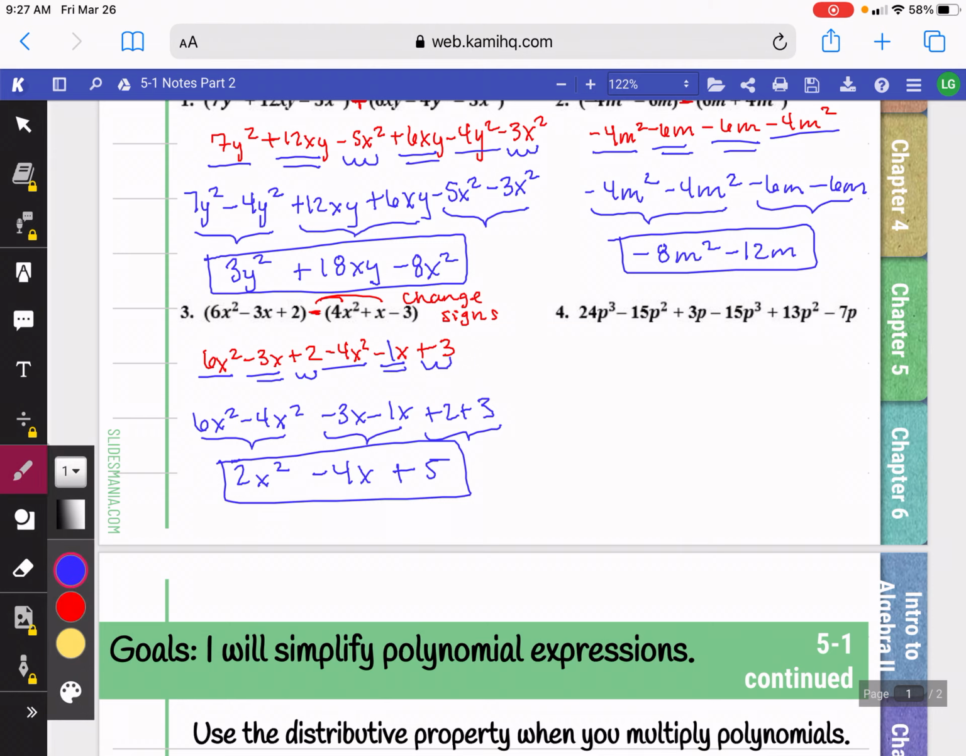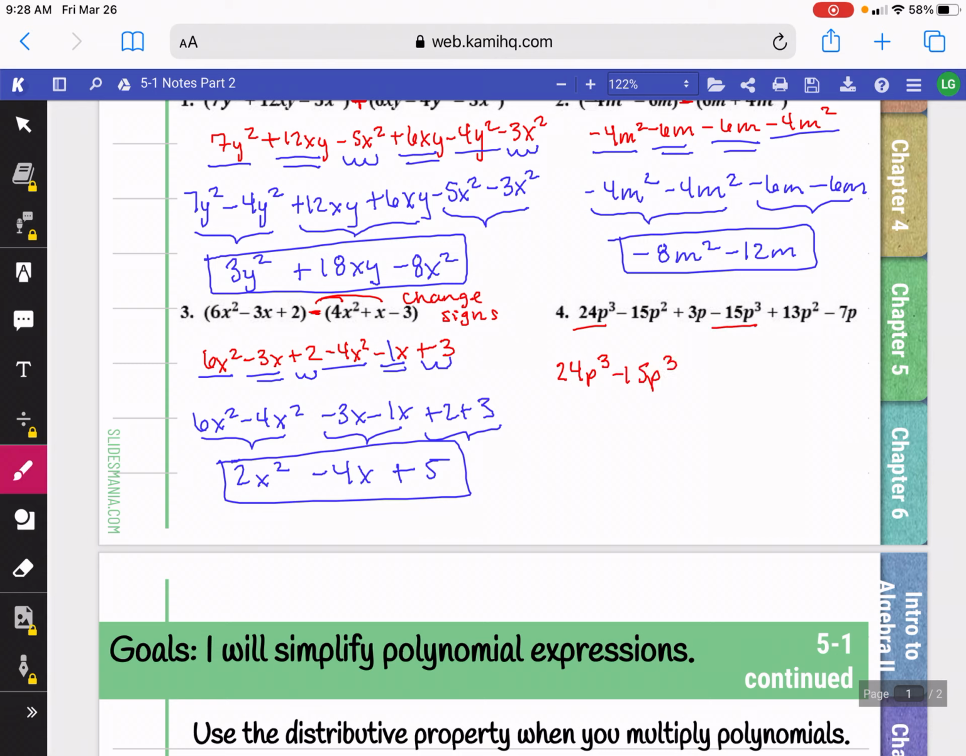Now, the next problem, there's no parentheses, so we can already start combining like terms. So 24p to the third power can go with minus 15p to the third power. You combine those, you get 9p to the third power. And then minus 15p squared can go with plus 13p squared. If you combine those, you get negative 2p squared.